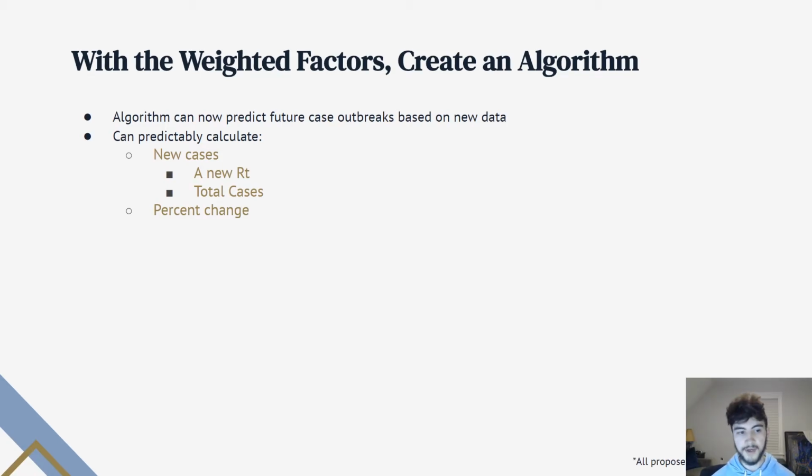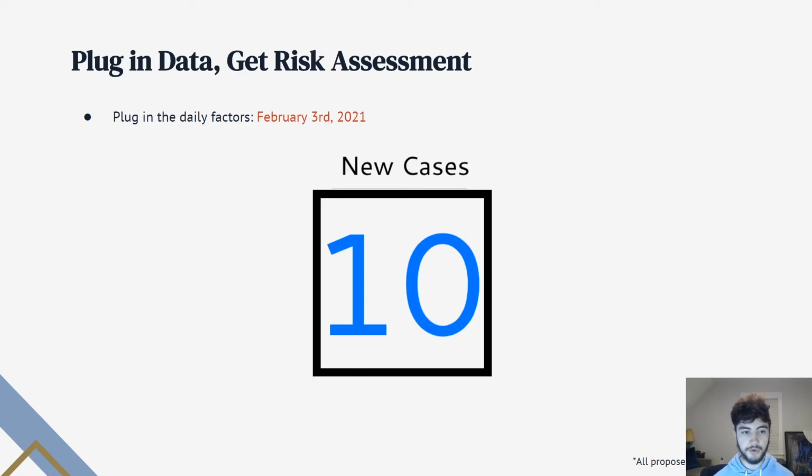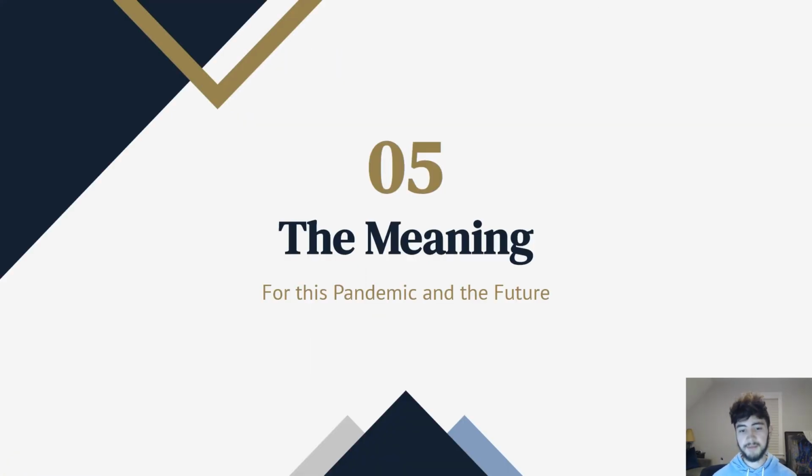in the future, right? So you have new cases, you can calculate total rate of transmission based on that, total amount of cases, and the percent change between the days. So this is just a random example. February 3rd, 2021, right, the algorithm says there's going to be 10 new cases. So what does that mean? Well, that means that we can use this as a predictive tool for the future.